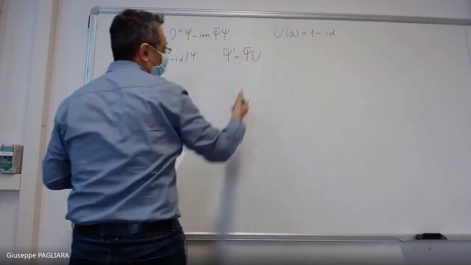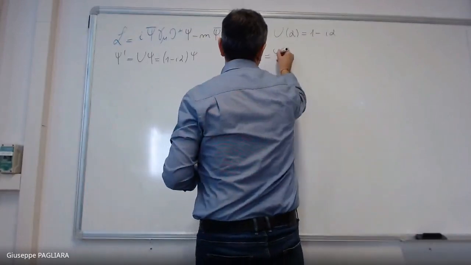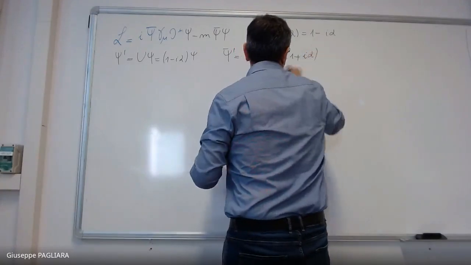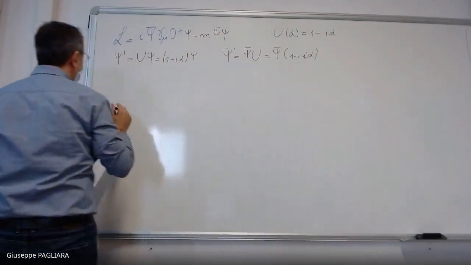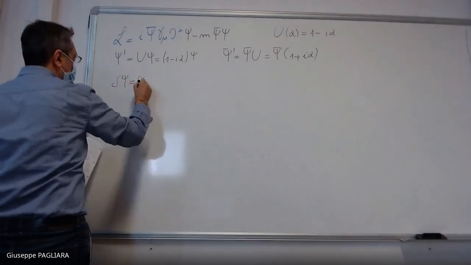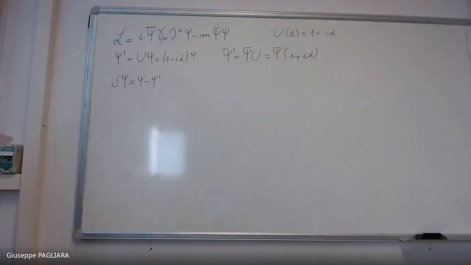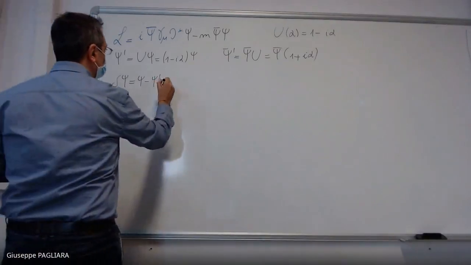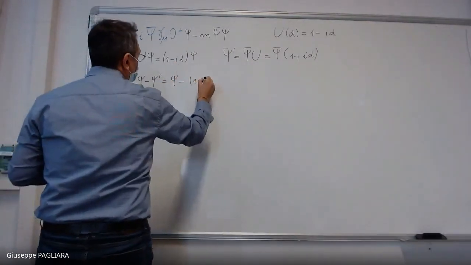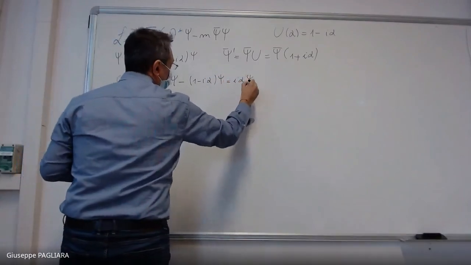In this case, when you have the adjoint, usually the operator acts on the left side. So this is psi prime, and then we have the complex conjugate, so 1 plus I alpha. Now let's take the variation, the difference, delta psi as psi minus psi prime. So it is psi minus 1 minus I alpha psi, that is I alpha psi.